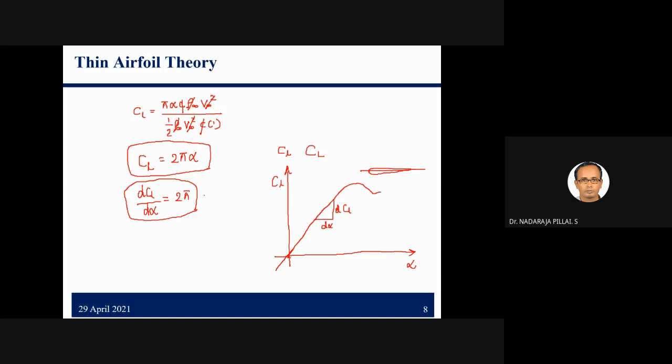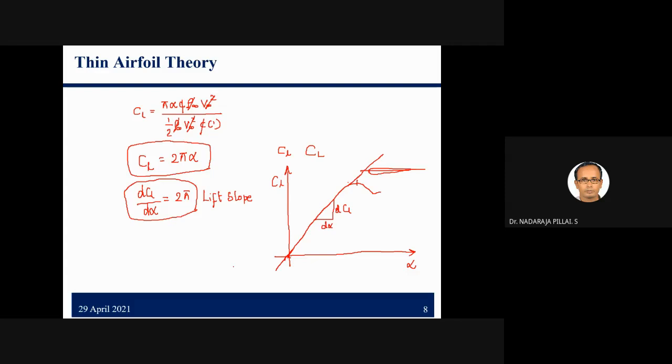This dcl by d alpha is the lift slope. So it states that the lift coefficient is linearly proportional to the angle of attack. It is actually supported by the experimental results also, because once you see this lift curve slope, at least before the stalling, this is really valid.